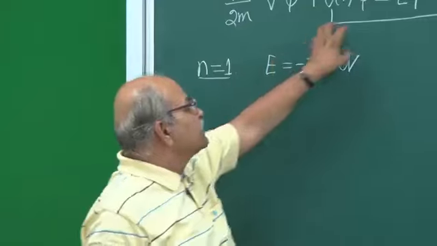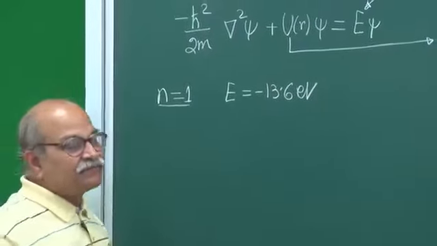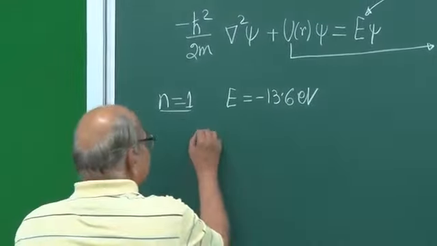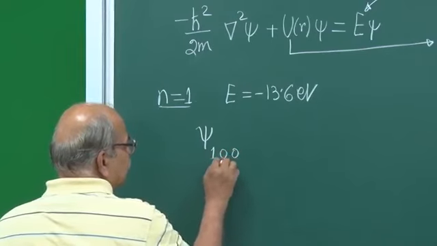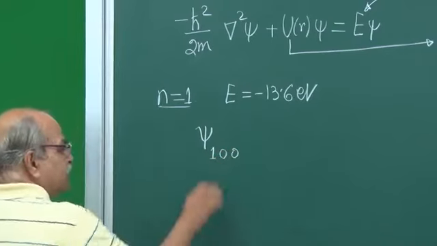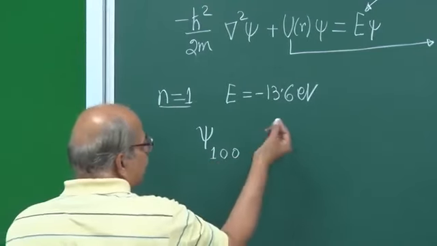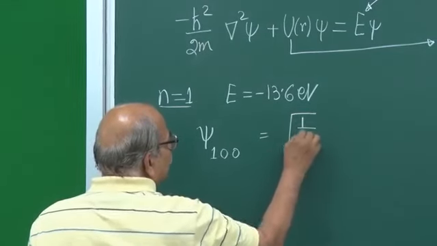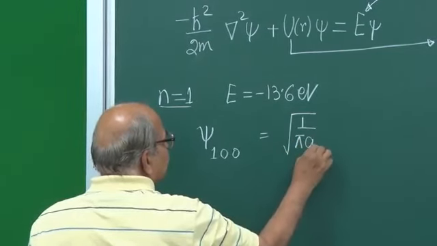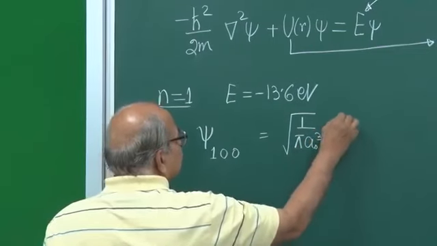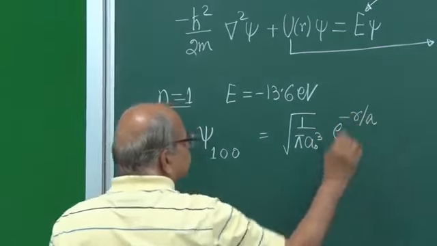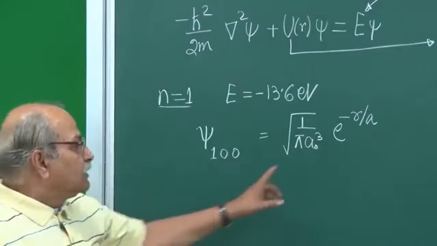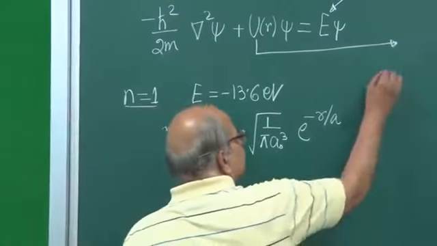So we put this energy here, what are the values of psi? And it turns out that you have a psi, which I will write 100. I will just tell why it is 100. It is not 100, it is read as 100, and that is square root of 1 over pi a naught cube e power minus r by a naught. This a naught is the same as that Bohr radius.